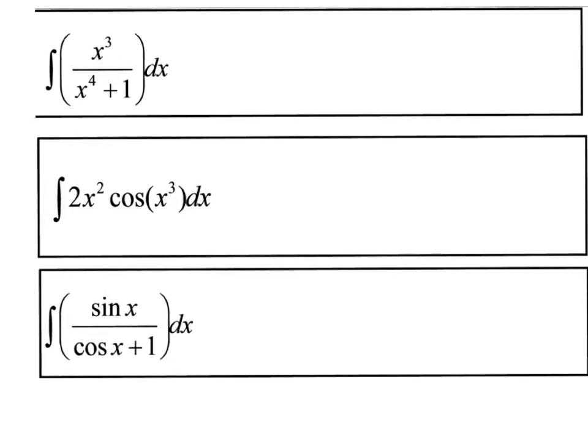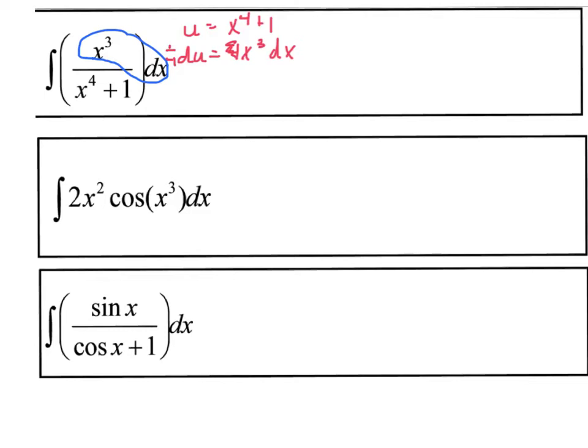So I'm going to make u equal to x to the fourth plus 1. Then du is 4x cubed dx. And you notice right here I have a dx I want to replace, and up here of course I have an x cubed. So if I were to divide both sides by 4 and have 1/4 du, I could replace the entire x cubed dx with a 1/4 du.